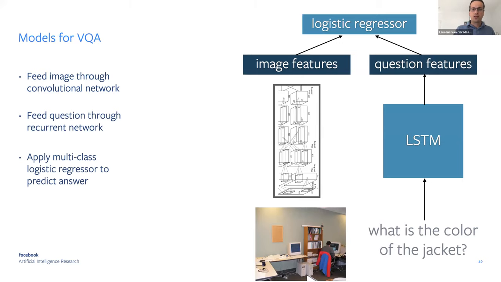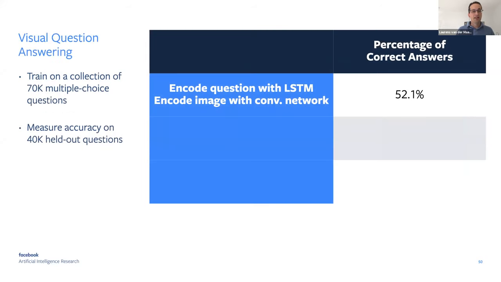And so we played around with these models on a collection of 70,000 multiple choice questions. At the time, the state of the art on that data set was basically to use this model where you encode the question with an LSTM, you encode the image with a convolutional network, and then to measure the percentage of correct answers, which was around 52% at the time. So this is a multiple choice task with four possible answers. And so the chance level is 25%, right? And so these systems definitely learn to do something, right? They definitely do better than chance.